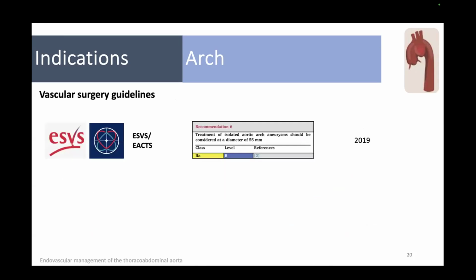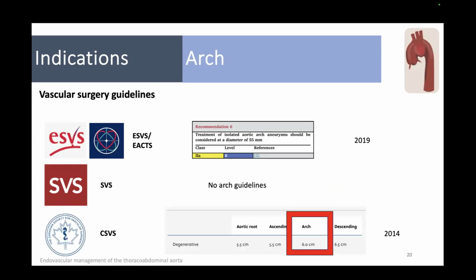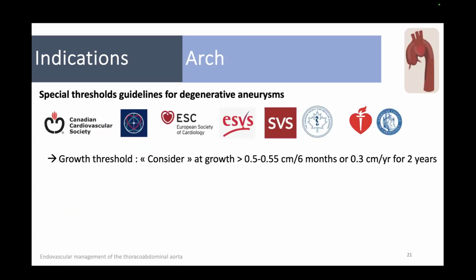colleagues in cardiac surgery. For the vascular surgery guidelines for the arch in 2019, the ESC, the EACTS and the ESVS spoke about a cut at 55 millimeters. The SVS has no specific guidelines for the arch, but has many on other segments that we're going to discuss a bit further down. And for the CSVS, the only recommendation that has been found is in 2014 with the arch at 6 centimeters. So we can see 55, 60 millimeters. It's a bit everywhere around these areas in all guidelines.